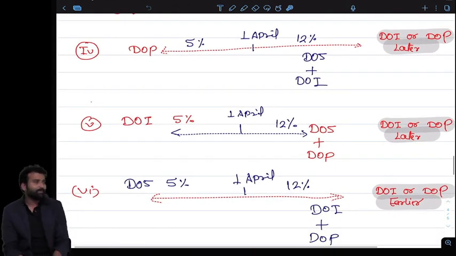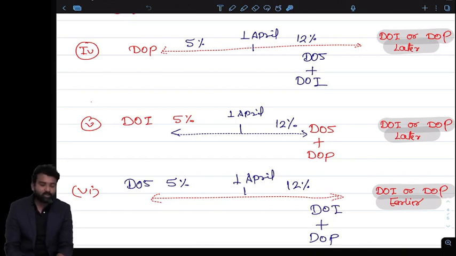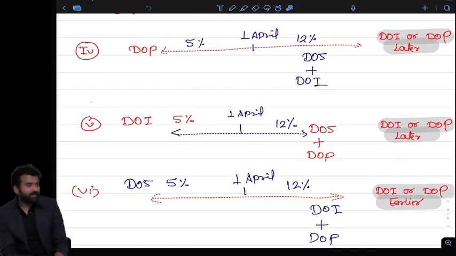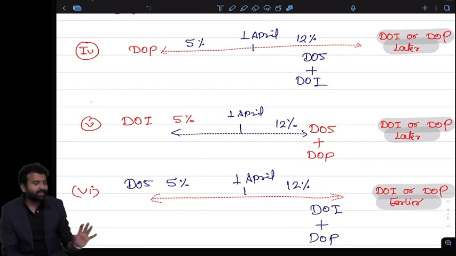Next example. Invoice 5%, supply and payment both are 12%. What rate will be applicable? 12%. So in section 14, we have to apply a simple rule. Where is the majority?